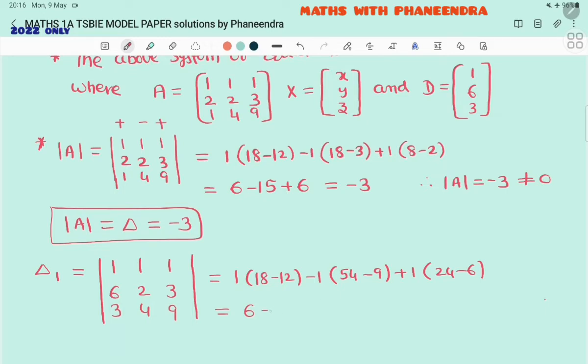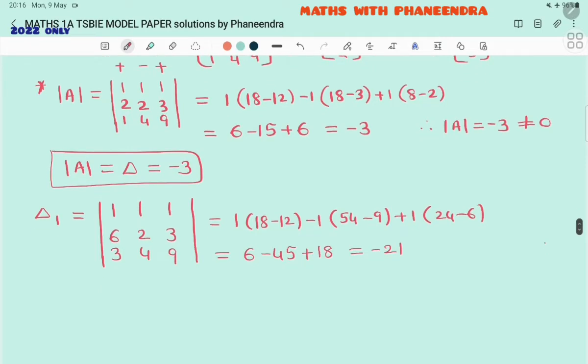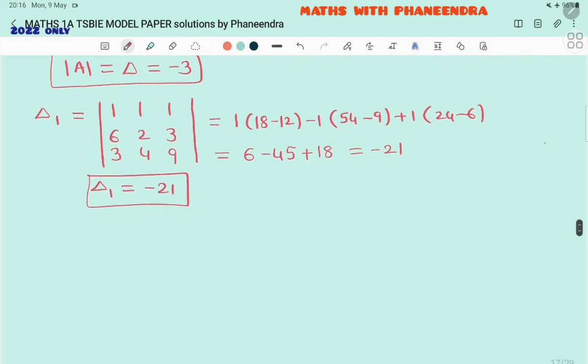45. That 2 minus 45. 24 minus 6, so 18 plus 18. So 18 plus 6, 24. 24 minus 45 is minus 21. So delta 1 is equal to minus 21. Next, delta 2 you can calculate.